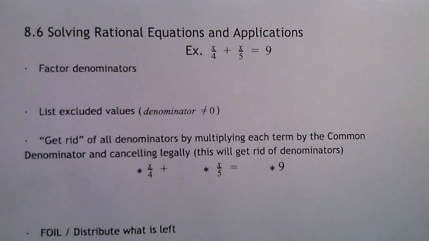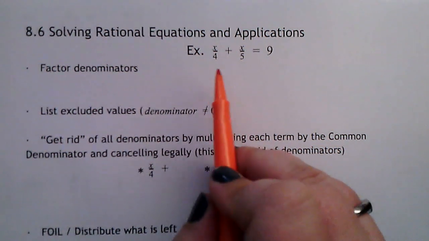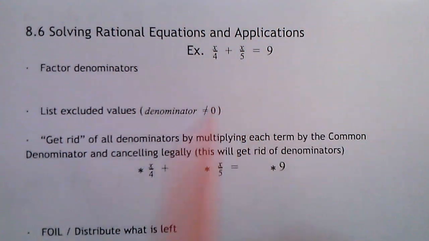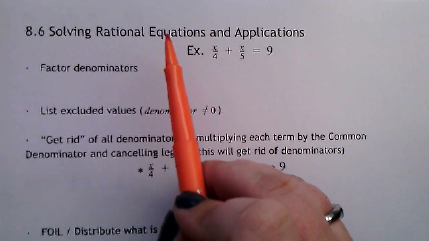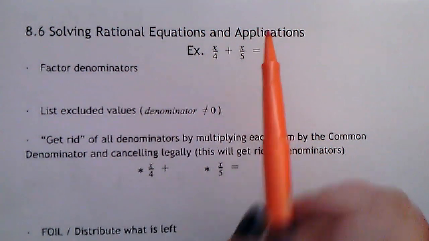So on this first video, we are going to talk about solving rational equations. Rational is a fancy math word for fraction. So see, there's fractions. Don't freak out though. I got you. And equations just means there's an equal sign. We're going to do applications next week.